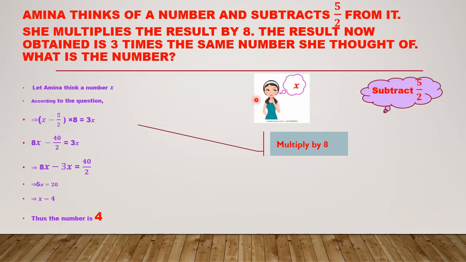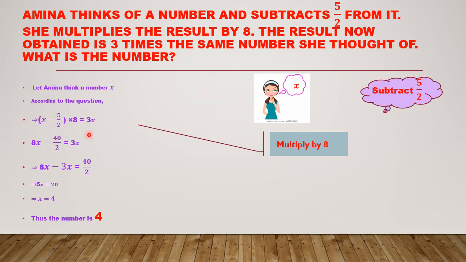This is Amina and she is thinking. You can see she is thinking a number, that is x. Then she is subtracting 5 by 2 from x, which I have represented over here. But I have represented it in a bracket because it is only a single number.